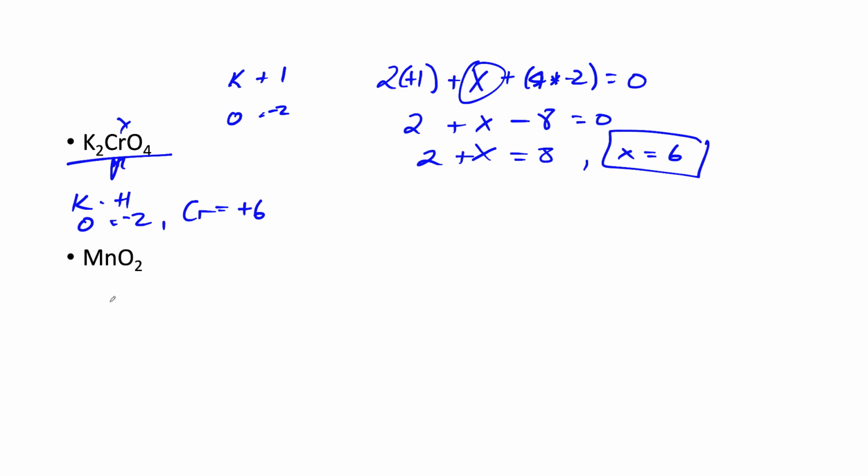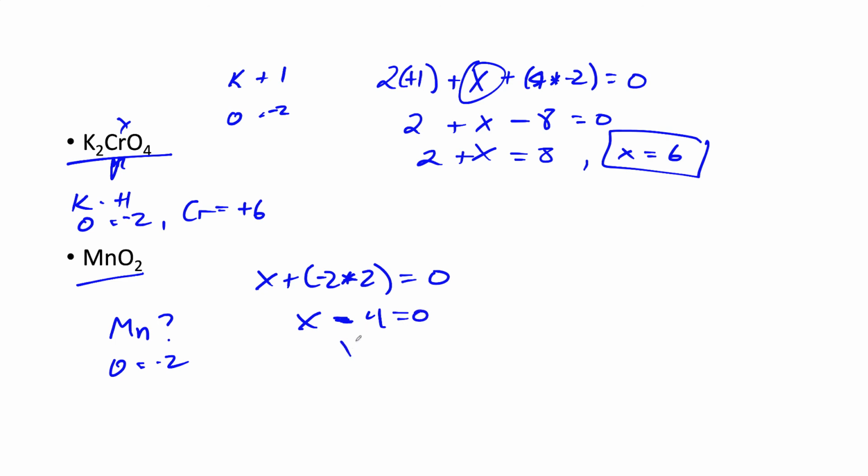And for this class, we're just going to focus on the simple ones, not any fractions or anything like that. MnO2, manganese oxide, so we have no charge to it, so Mn we don't know. Oxygen is -2, so x plus -2 times 2 is equal to 0. X minus 4 is equal to 0. So x is equal to 4. So the oxidation number of manganese is +4. Oxygen is going to be a -2. And that's how we work with these things.